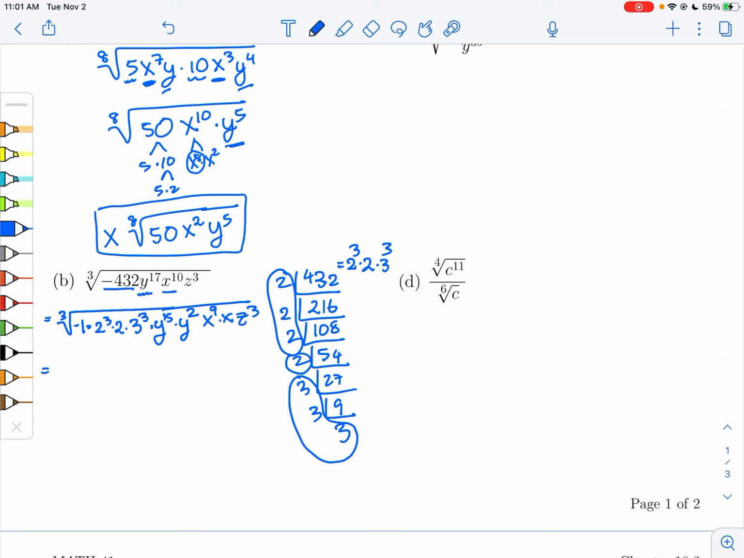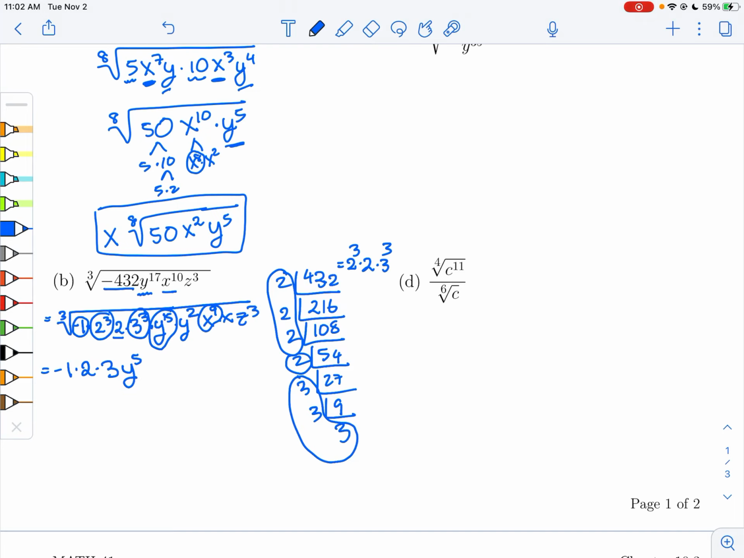All right, now let's try to simplify this. The cube root of negative 1 is going to be negative 1. The cube root of 2 cubed is going to be 2. The cube root of 2 is not a perfect cube, so it remains inside. The cube root of 3 cubed is going to be 3. The cube root of y to the 15th, there are going to be 5 perfect cubes in there. 15 divided by 3 is going to be 5. So we end up with y to the 5th. y squared is going to stay in there.